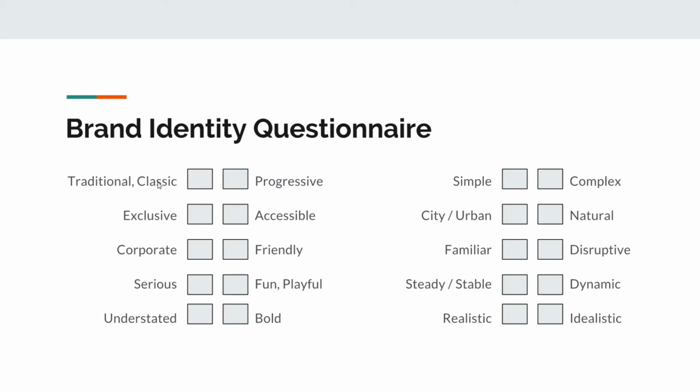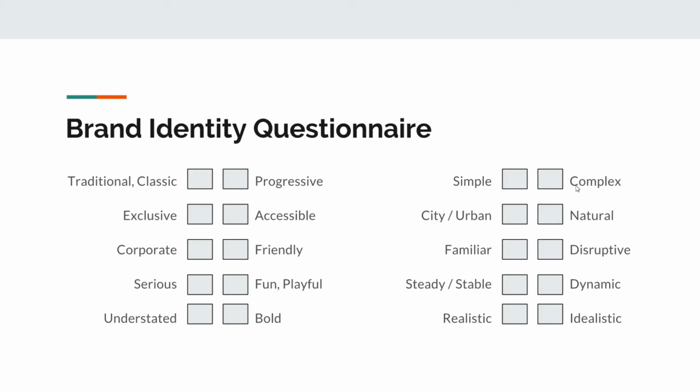which is going to task you with deciding between 2 different buzzwords, right? Is your brand identity more traditional or classic, or is it more progressive? Just put an X in the box that applies to your brand. Is it more exclusive or accessible? Is it more corporate or friendly, right? Is it more serious or fun, more understated or bold?